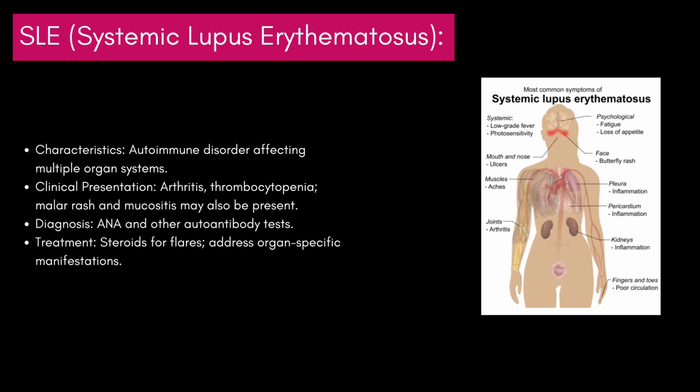Let's take a look at SLE, also known as systemic lupus erythematosus. Characteristics: autoimmune disorder affecting multiple organ systems. Clinical presentation: arthritis, thrombocytopenia, malar rash, and mucositis may also be present. Diagnosis: ANA, also known as the anti-nuclear antibody blood test, and other autoantibody tests. Treatment: steroids for flares, address organ-specific manifestations.